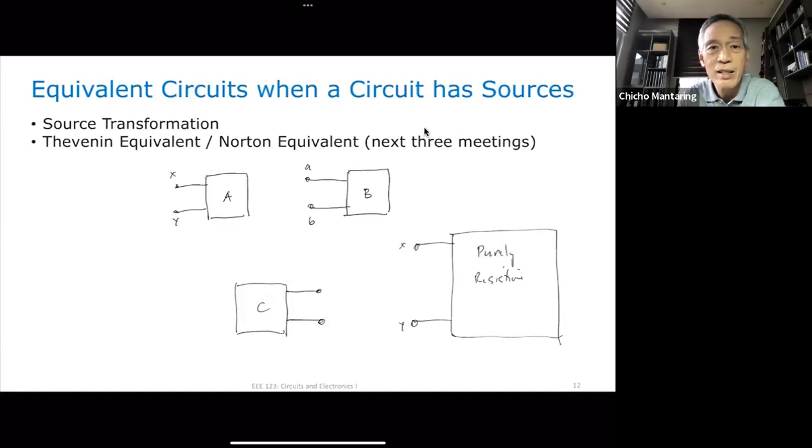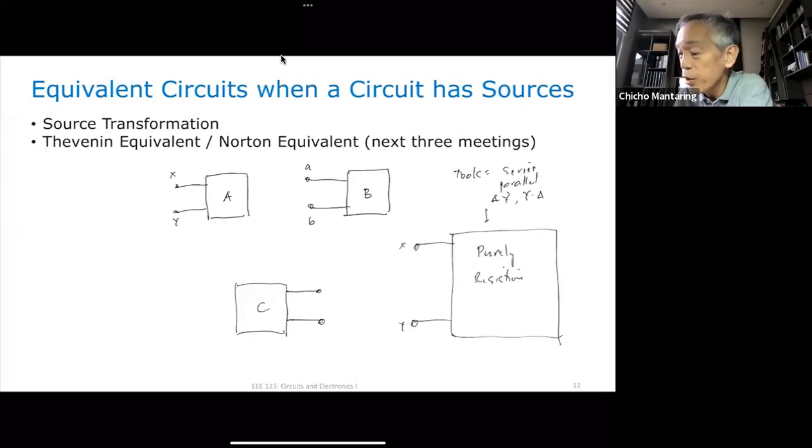You have series, you have parallel, you have Y to delta, delta to Y. Okay, I got a good answer from one of you, delta to Y. So those are the tools available. So the tools are series connections, parallel connections, and then delta to Y and Y to delta.